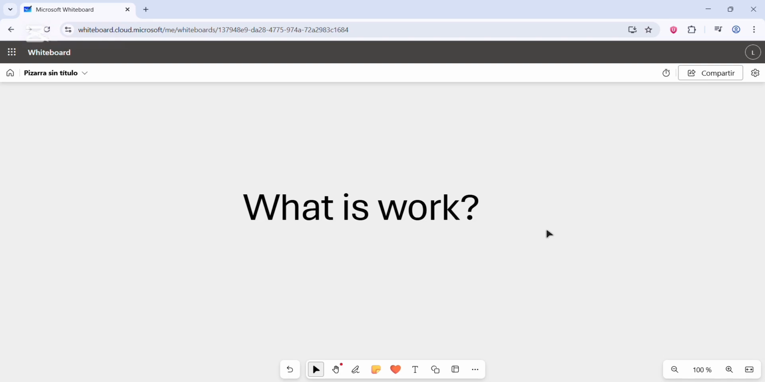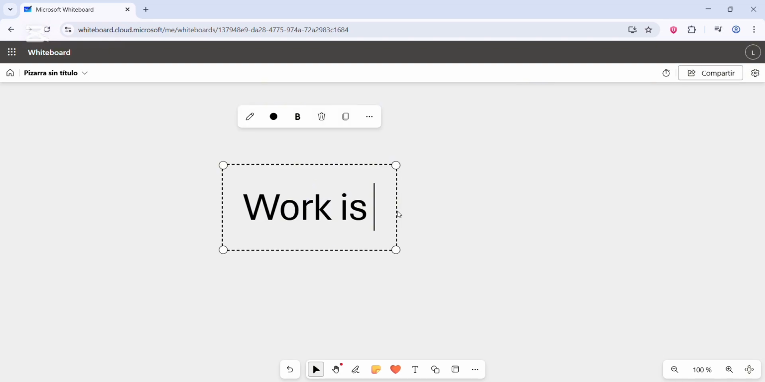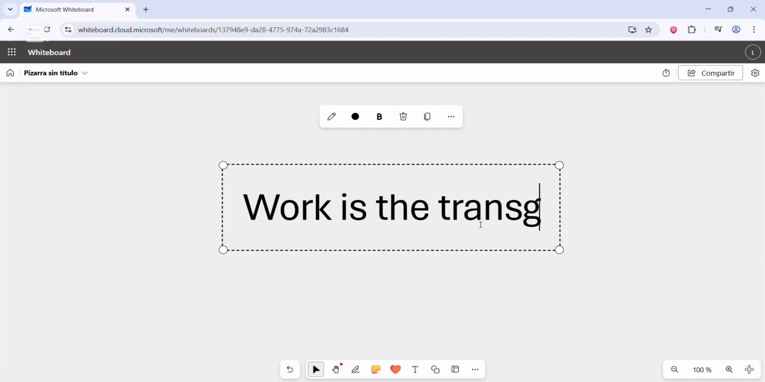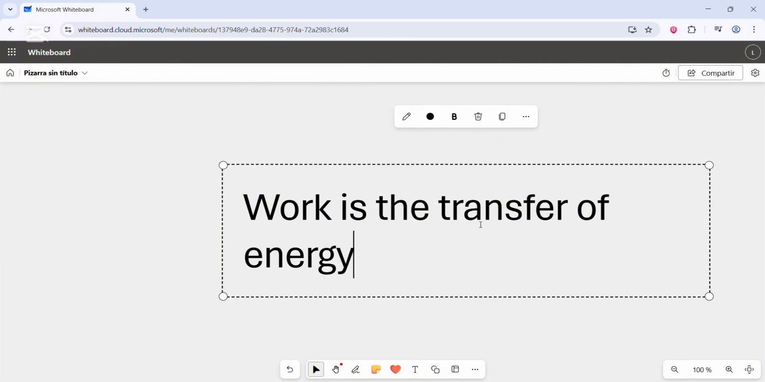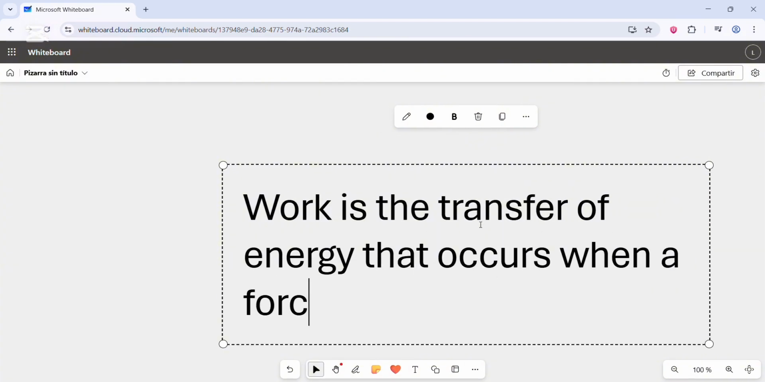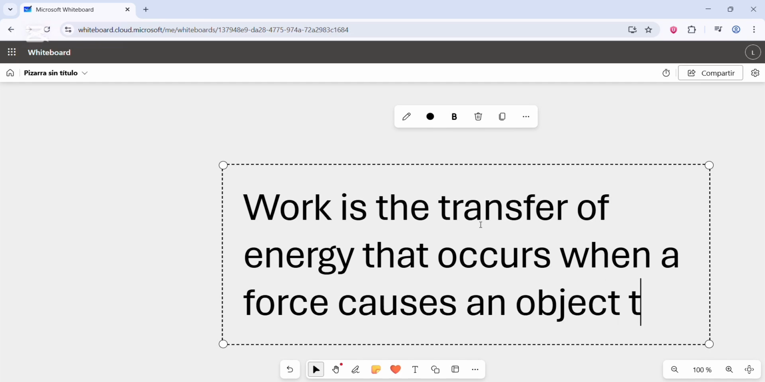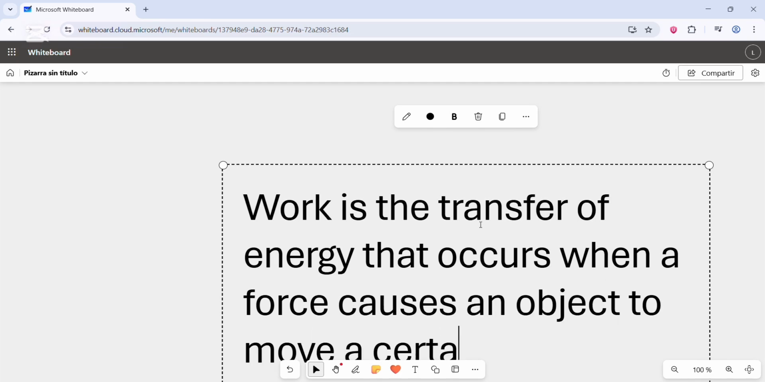In this episode, we will learn about what is work. In physics, work is the transfer of energy that occurs when a force causes an object to move a certain distance.